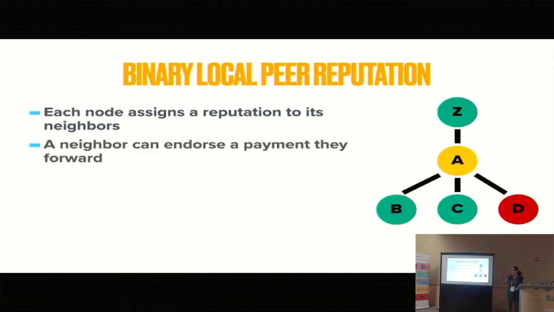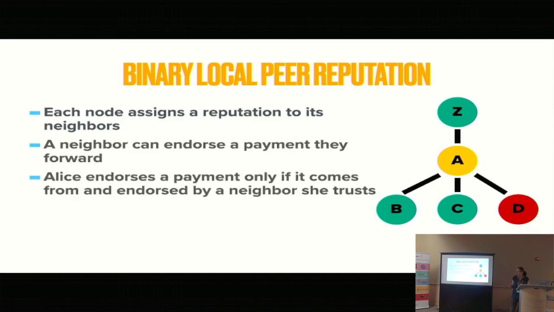Okay, so Alice, for example: Bob and Charlie are trusted neighbors, while David is the new guy. She knows nothing of him. So Alice would use all of her liquidity and endorse the payment if and only if it comes from a neighbor she trusts.